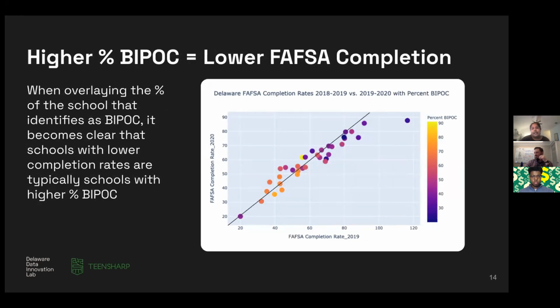So when we add in the information of percent of BIPOC students that we again got from the state of Delaware, it becomes clear that schools with lower completion rates are typically schools with higher BIPOC percentages. So as you can see using this scale, schools with higher BIPOC percentages are orange and yellow, and those orange and yellow dots tend to be at the lower end of completion rates for both years.